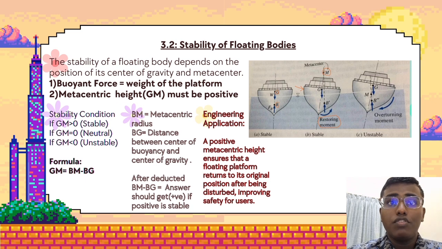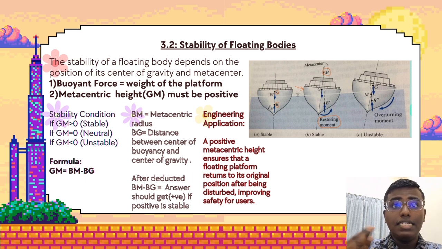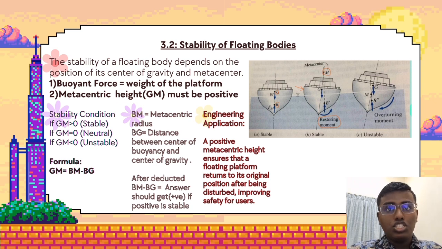A floating platform is stable when the metacentric height, which is GM, is positive. The formula is GM equals BM minus BG. If GM is greater than 0, the platform is stable. If GM is 0, it is neutrally stable. If GM is negative, the platform becomes unstable and may overturn.